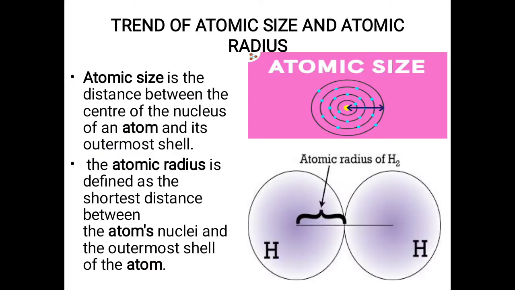Now we continue. Today we will study the trend of atomic size and atomic radius. Atomic size is the distance between the center of the nucleus of an atom and its outermost shell. As I have selected this picture, here you can see this is the nucleus and this is the outermost shell. So the distance between the nucleus of an atom and its outermost shell is called atomic size.